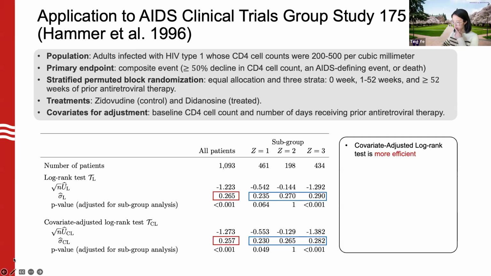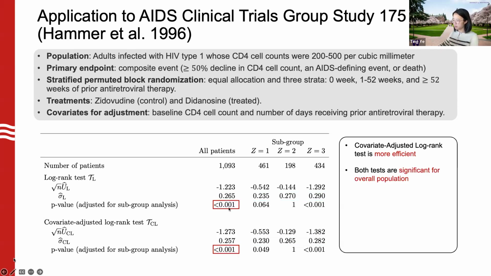Then we see the denominator. And from the denominator, we can see that the covariate adjusted log rank test in general has a smaller denominator, a smaller variance estimator of the numerator. So that's what we expected, and this holds true for all participants or for the subgroups.